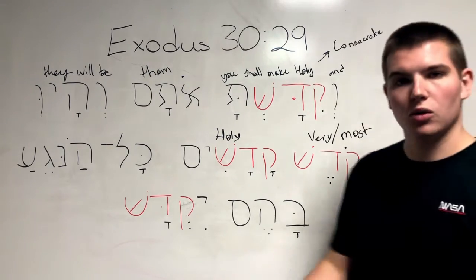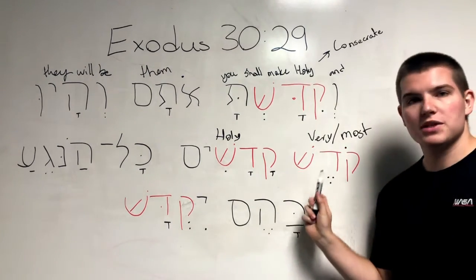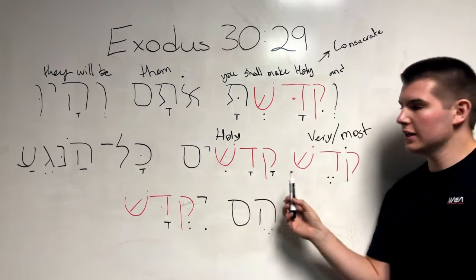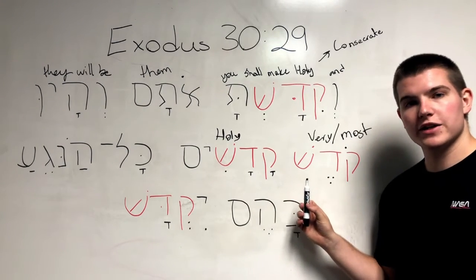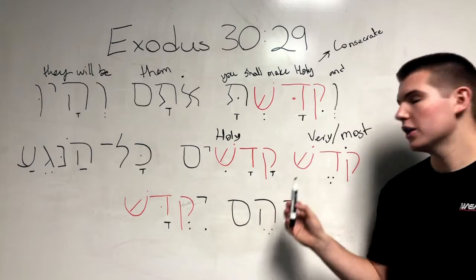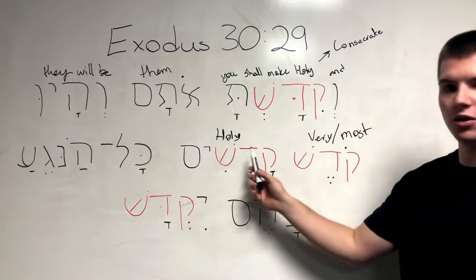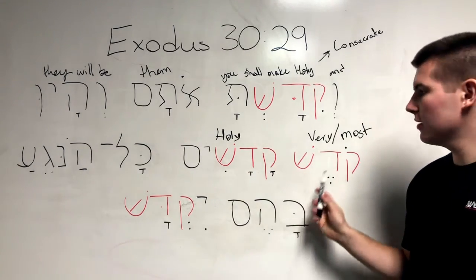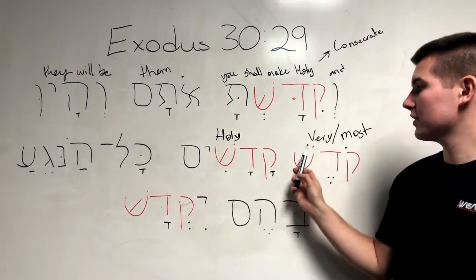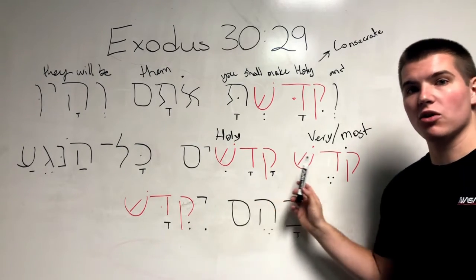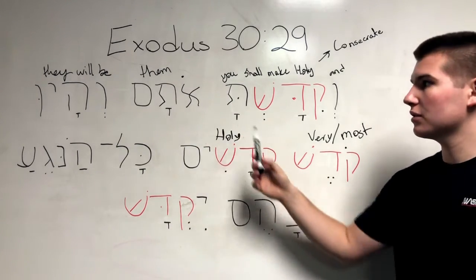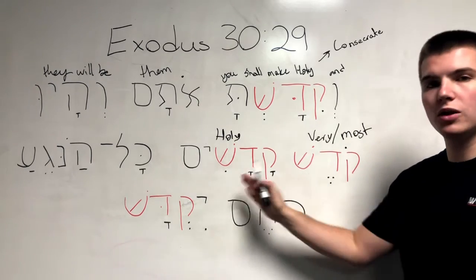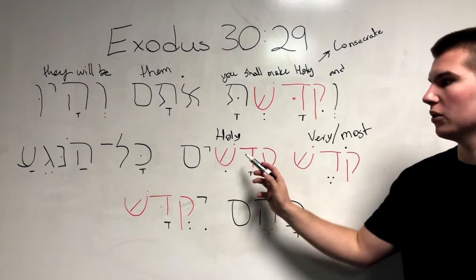So when we have repetition like this, holy, holy, instead of translating it as holy, holy in a row, they add emphasis. They say very holy or most holy, because the author of this text is trying to emphasize how holy the utensils and tools should be. So holy, holy, we translate it as most holy.